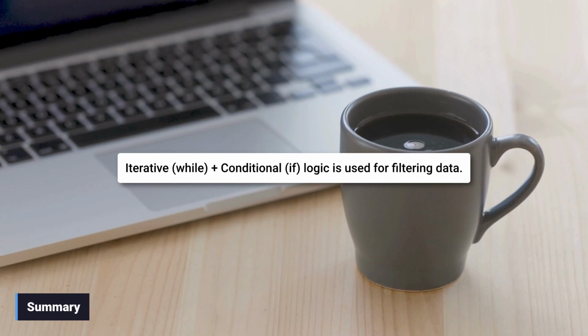To summarize, combining loops and conditions is a programming pattern that you may use regularly in the future. The while loop controls the repetition, and the if statement controls which data points are selected or acted upon during that repetition.